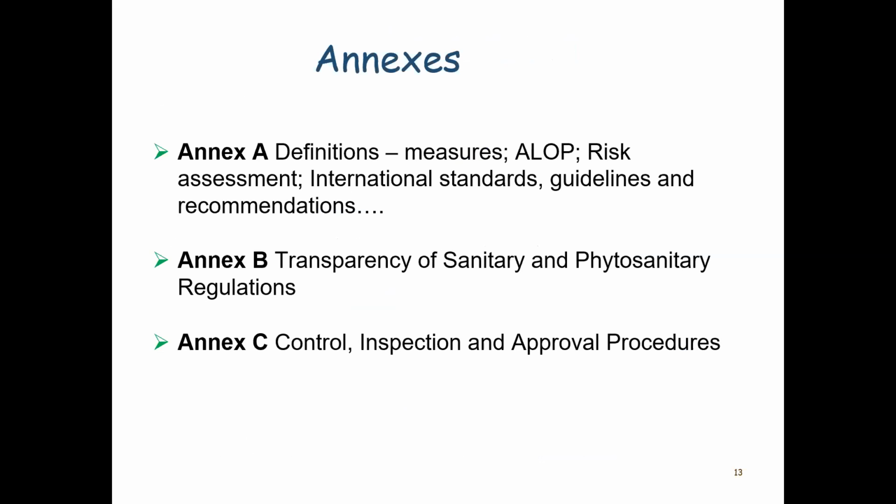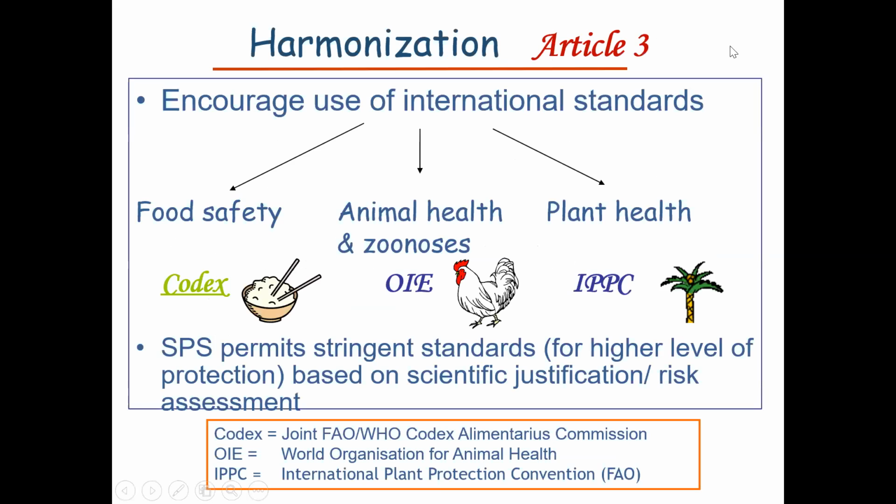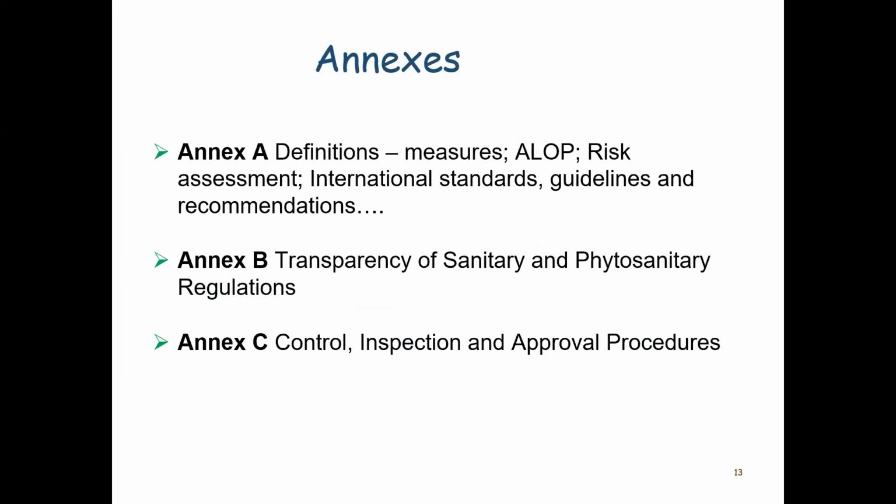Annex A gives the definitions. So certain definitions are given, such as measures, which has been described, which I showed you. Acceptable level of protection has been defined, what it means, what is the level of protection that is deemed fit or acceptable, because you can protect your populations with a zero risk, but that is more than what is necessary. So what would be an acceptable level of protection? Here again, there would be the scientific basis to it and the risk basis. Risk assessment has been defined, and international standards. So which are the international standards used? Again, I'll come back to that.